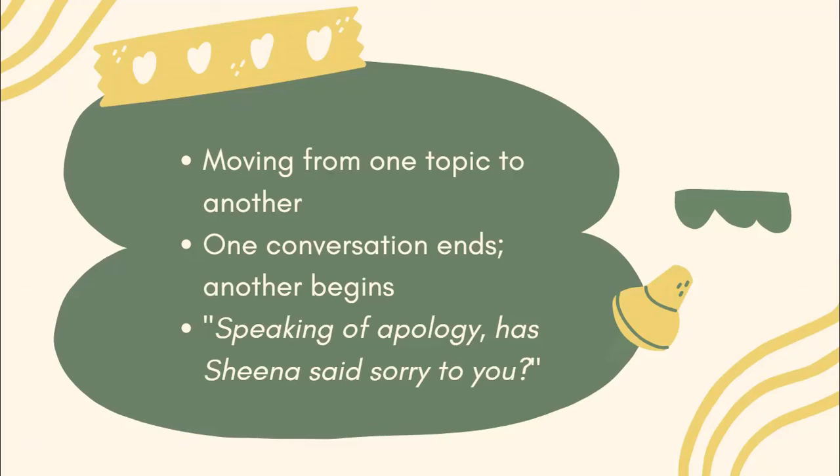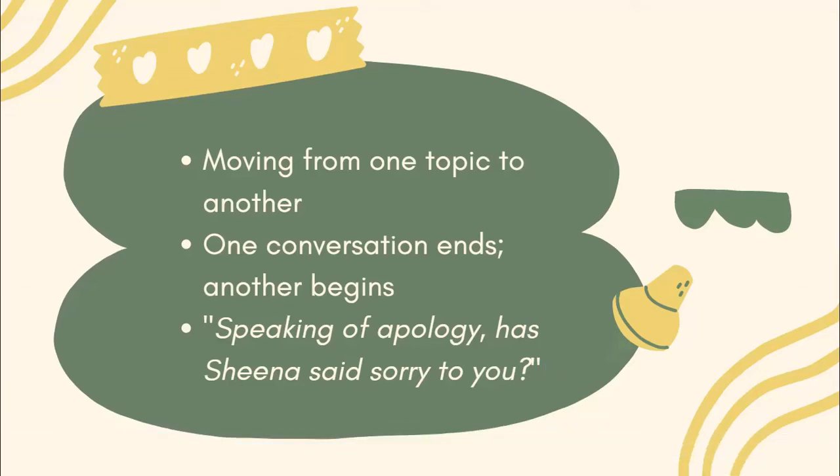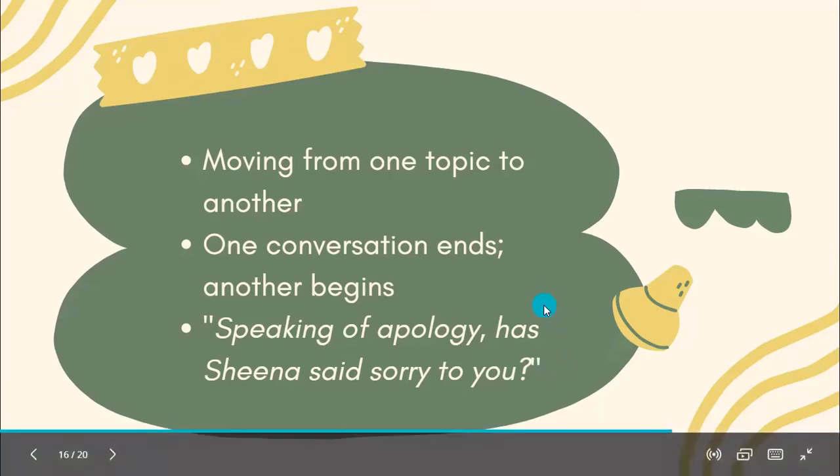So we need to make sure that the topic has been satisfactorily discussed, and we may also use transitions to indicate a shift, to signal our listener or addressee that we want to discuss a new topic. Okay. So for example, when you say, "By the way," "in addition to what you said," "wait, which reminds me of," "speaking of which," and many more. So, for example, we have here, "Speaking of apology, has Sheena said sorry to you?" That's topic shifting class. So you're already trying to transition to a new topic. Okay, that's your topic shifting.